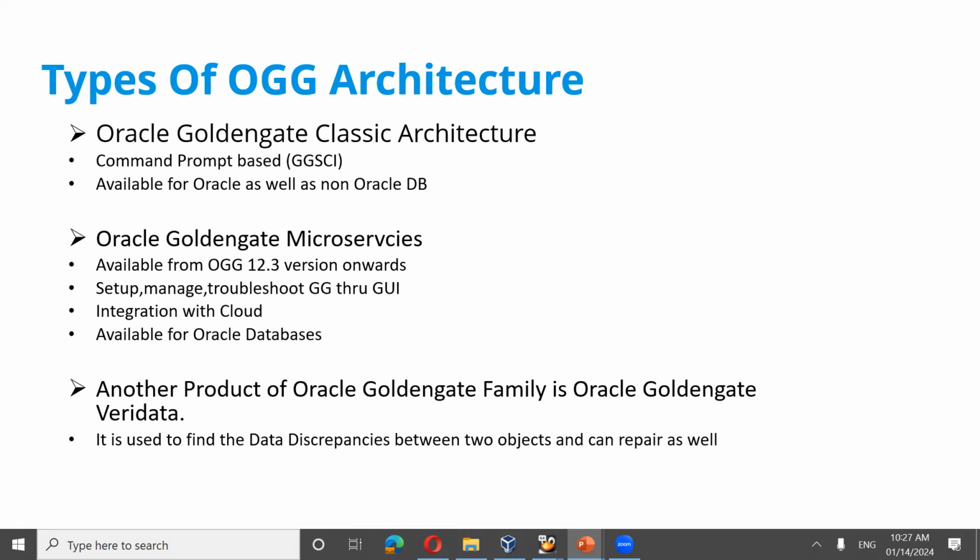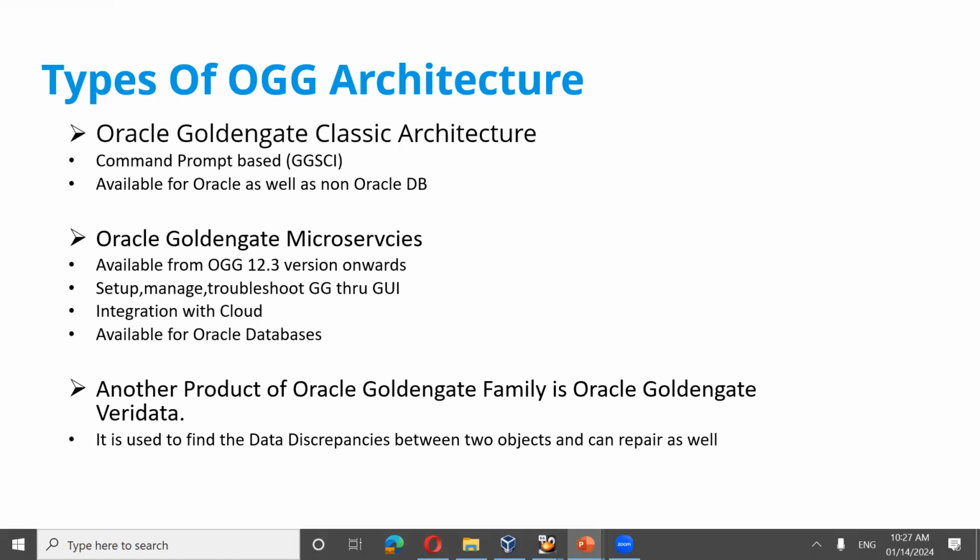And now from Goldengate 12c until 19c, it was available only for Oracle database. From Goldengate 21c onwards, microservices support has been introduced for 4 more databases apart from Oracle: DB2, MySQL, MSSQL, and Postgres, and Goldengate for big data.